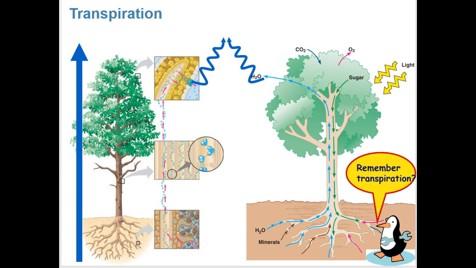Here's a picture of what transpiration looks like as water moves up the tiny passages within plants. As it reaches the little pores on the leaves, it will be released molecule by molecule in the process called transpiration.